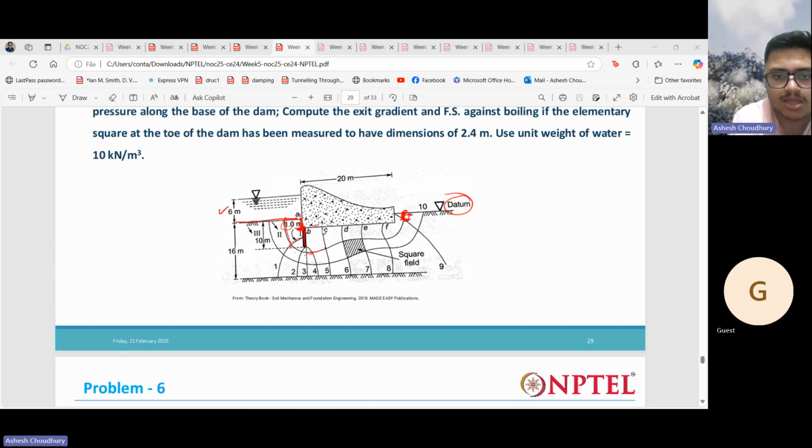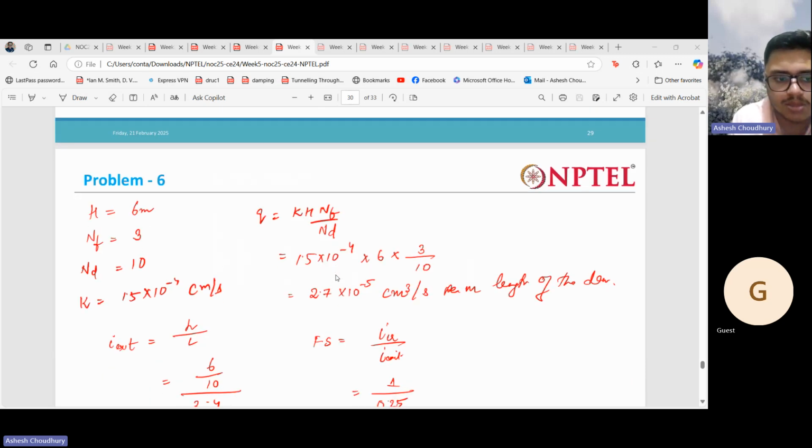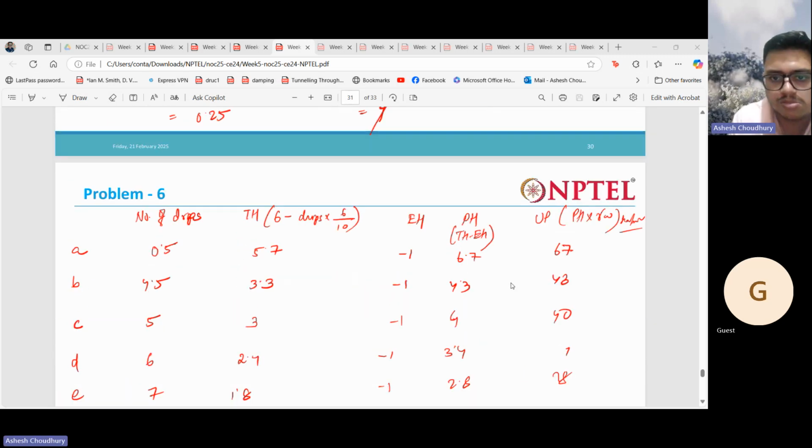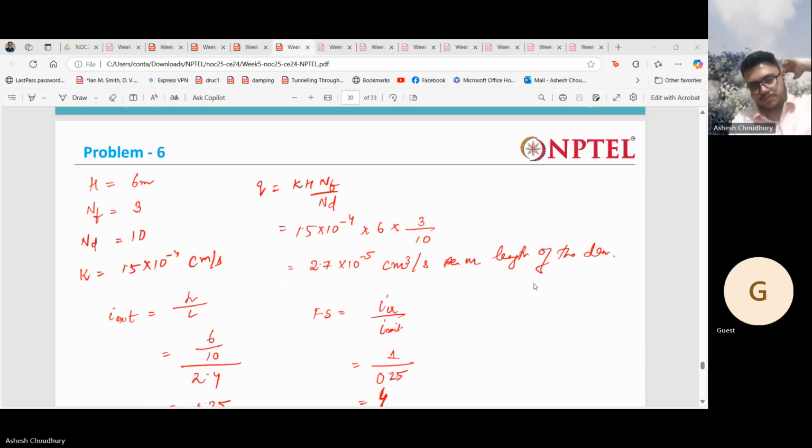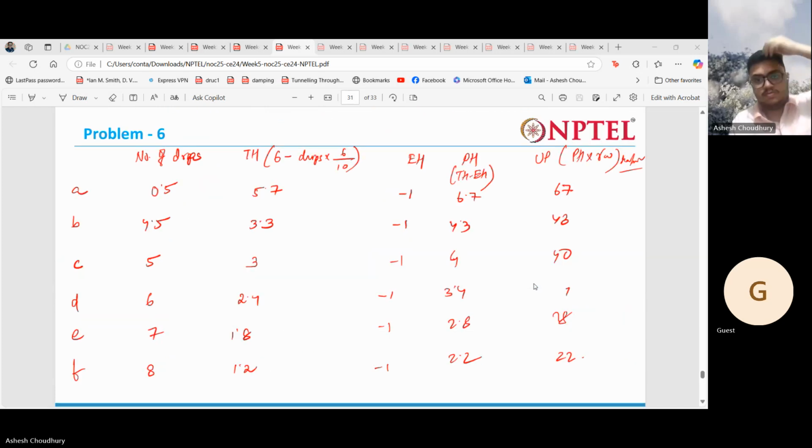Nothing complicated. From here you can calculate the uplift forces at all these points, right? Pressure head times gamma w will give me the uplift force. And what is pressure head? Total head minus the elevation head. The total head is what? Pressure head plus elevation head. So the pressure head is total head minus elevation head.